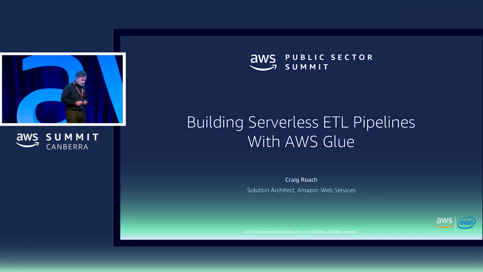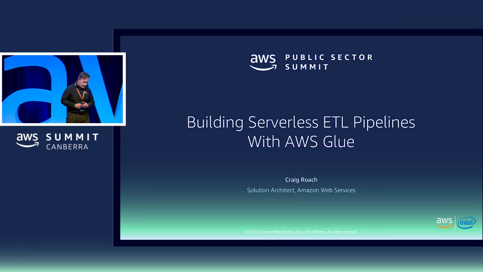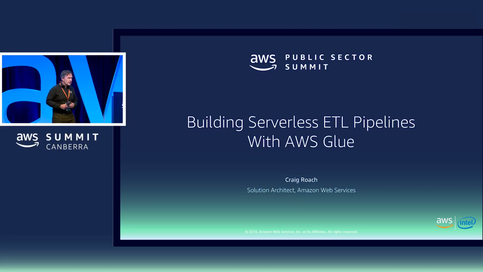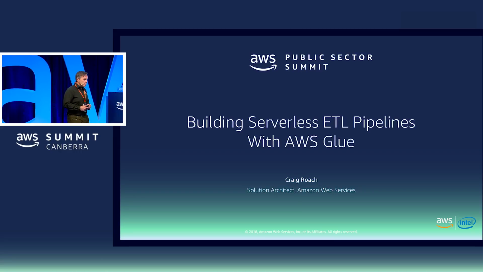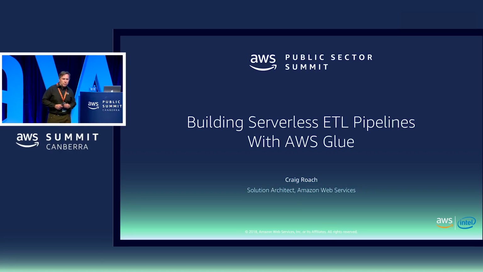My name's Craig Roach. I'm a solution architect from the Wellington office. I'm in the public sector team, and today we'll be talking about building serverless ETL pipelines with AWS Glue.